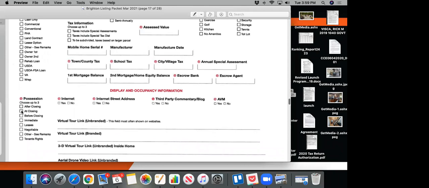Possession. Typically, possession will be at the time of closing. You want to say yes for your listing to be on the internet, yes for the street address to be on the internet, no for third-party blogs, and I really don't know what AVM is, but we always say no to AVM. Our escrow bank is Lions National, and the escrow agent is Keller Williams, either Greater Rochester, West, or Gateway.